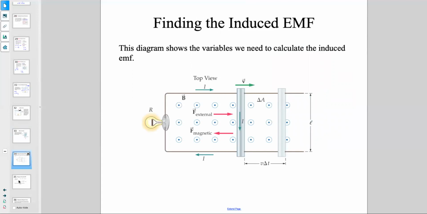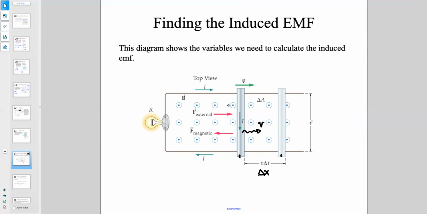So, finding the induced EMF. This diagram shows the variables we need to calculate in induced EMF questions. I have a rod, and this rod is moving with the velocity v. After time delta t, it has moved this much, which I'm going to call delta x. And the change of the area from this point to this point is delta A.